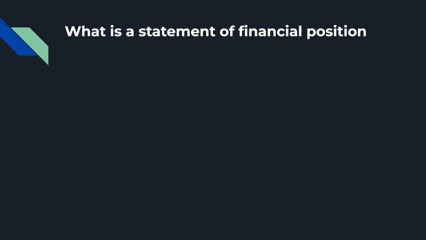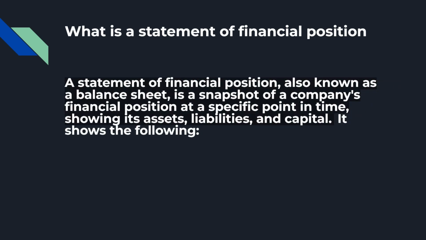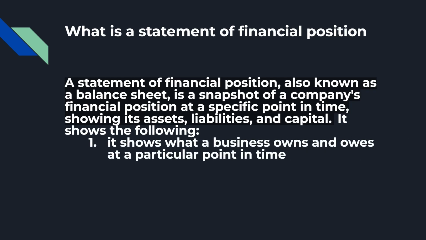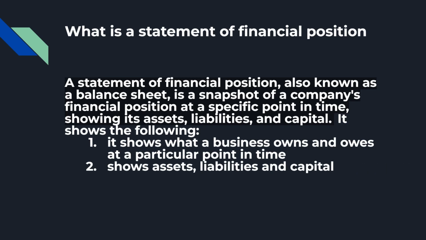Next up, what is a statement of financial position? A statement of financial position, which is also known as a balance sheet, is a snapshot of a company's financial position at a specific point in time, showing its assets, liabilities, and capital. It shows the following. It shows what a business owns and owes at a particular point in time. It shows assets, liabilities, and capital.